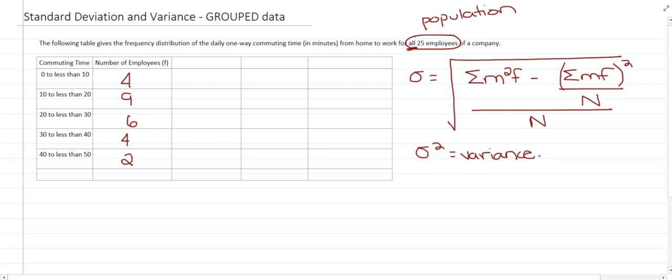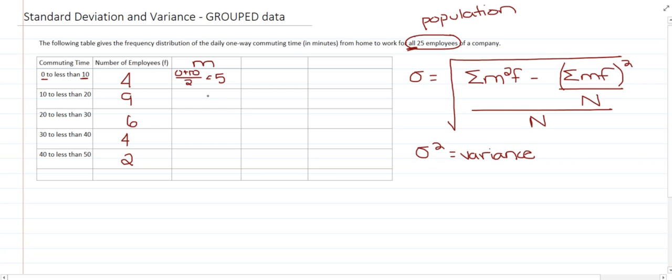So we need a couple of things before we do that. So first we need the midpoints of our grouped data. So the midpoint, you would take the lower limit and the upper limit, add them together. So I'm going to put m here for my midpoint. Lower limit plus upper limit, and then divided by 2. So there we would do 0 plus 10, which is 10, divided by 2, that would give us a midpoint of 5.